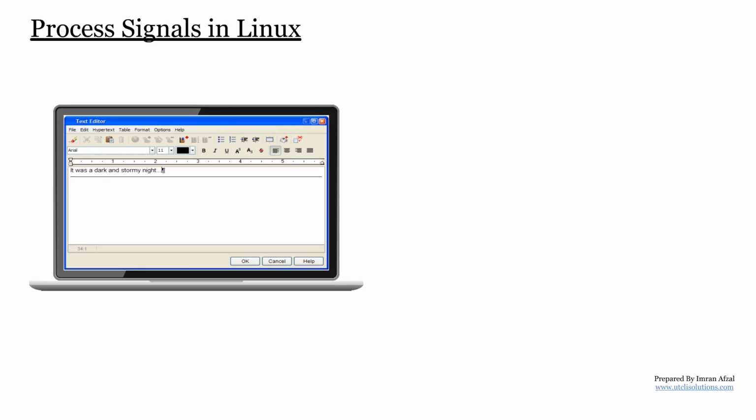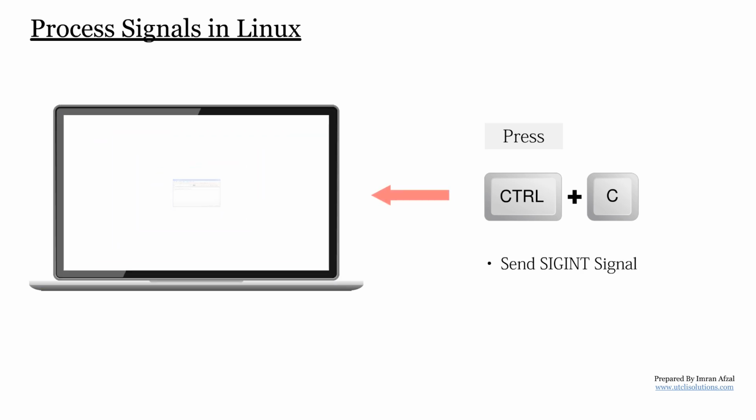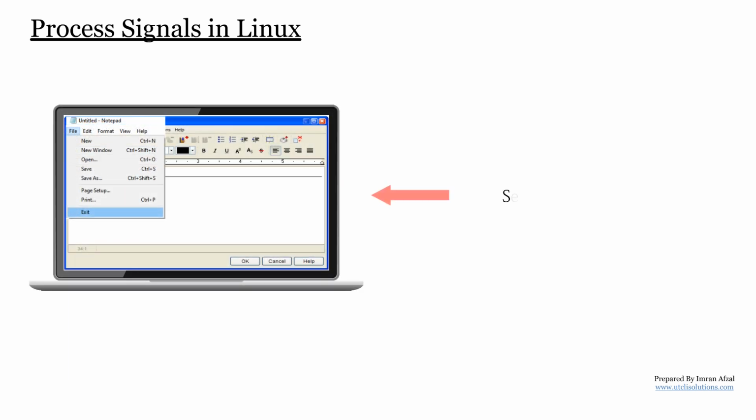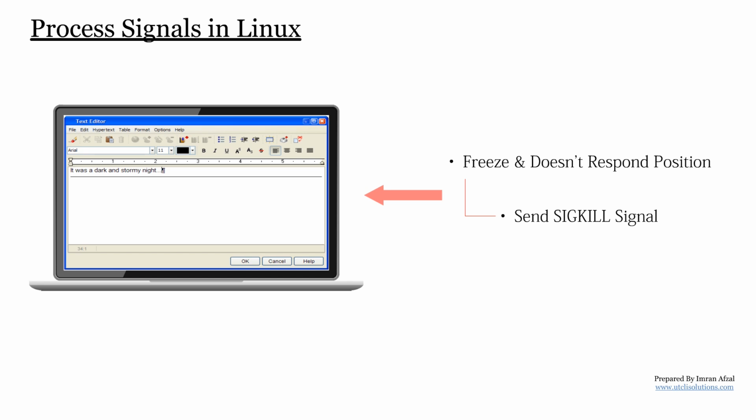All right, for example, if you're working on a text editor on your computer, if you press Control C, it sends a SIGINT signal to stop the text editor immediately. Now, if you choose to close the editor from the menu, it sends a SIGTERM signal, allowing the editor to save your work before closing. But if the text editor freezes and doesn't respond, you might force it to close using the task manager, which sends a SIGKILL signal to stop it instantly.